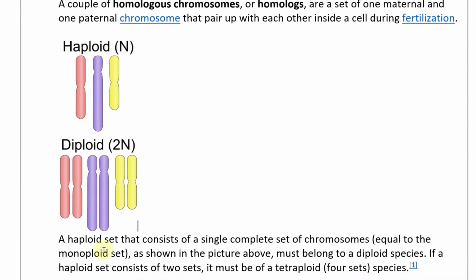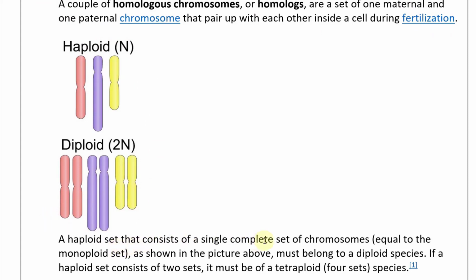So going further, a haploid set consists of a single complete set of chromosomes equal to the monoploid set. So this is a haploid. The reason for the different words, haploid or monoploid, is that during reproduction you would split. You would divide this by a half for each maternal pair. So each maternal and paternal.